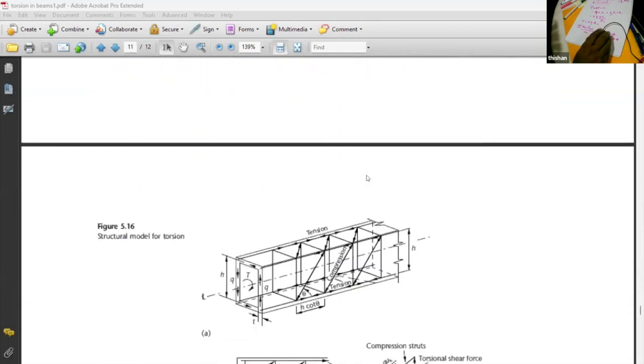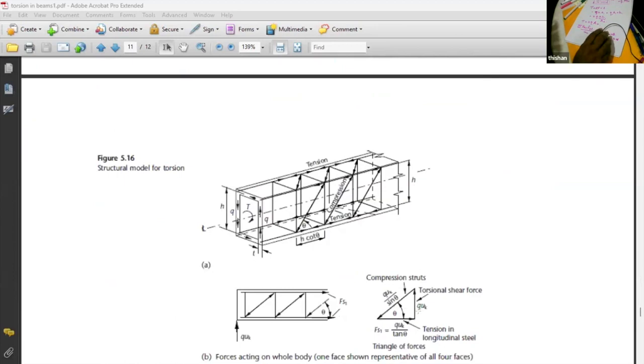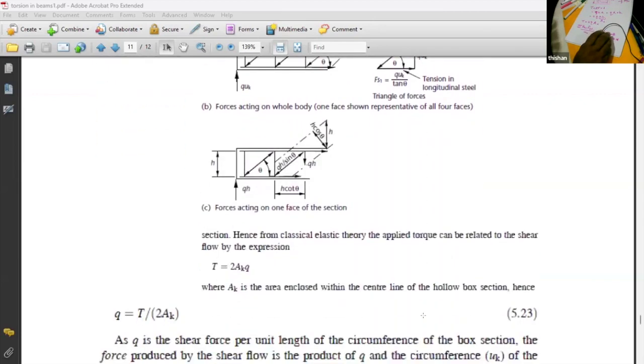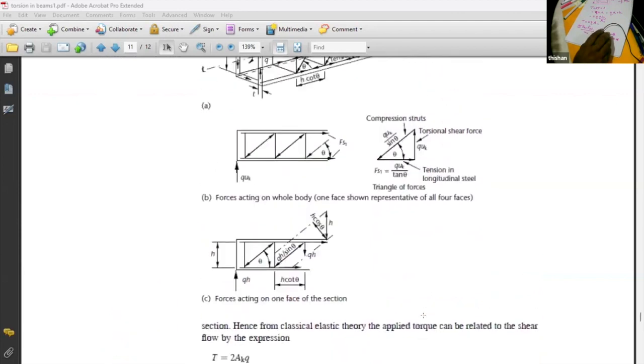Then what we do is we look at this diagram, and the torsional shear flow will give a force of q times Uk, and there's a force triangle as you can see here. This is q times Uk divided by sin theta, and then cos theta will give you q times Uk over tan theta as the horizontal force. So who will resist this horizontal force?